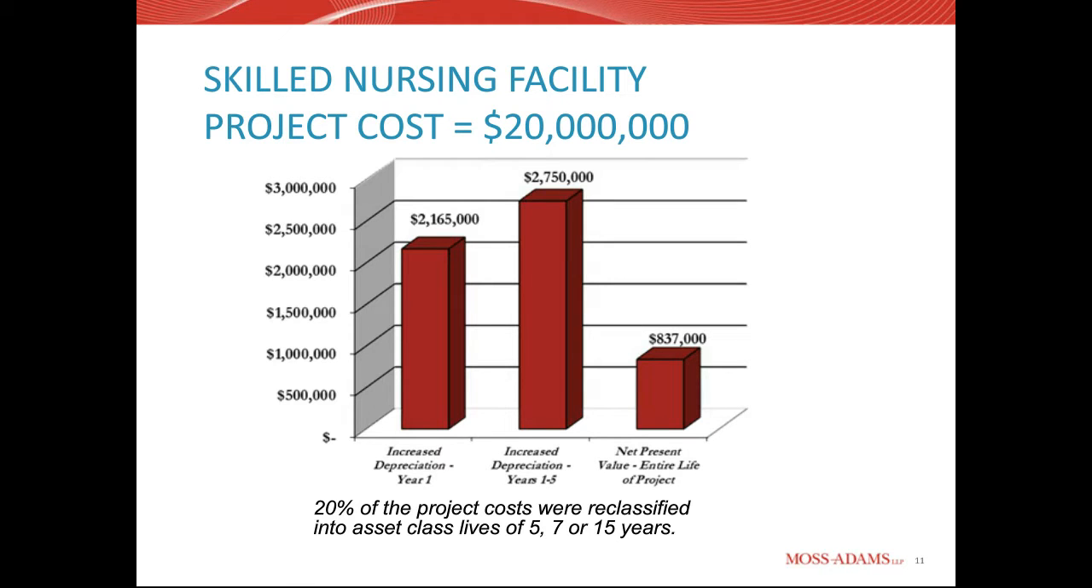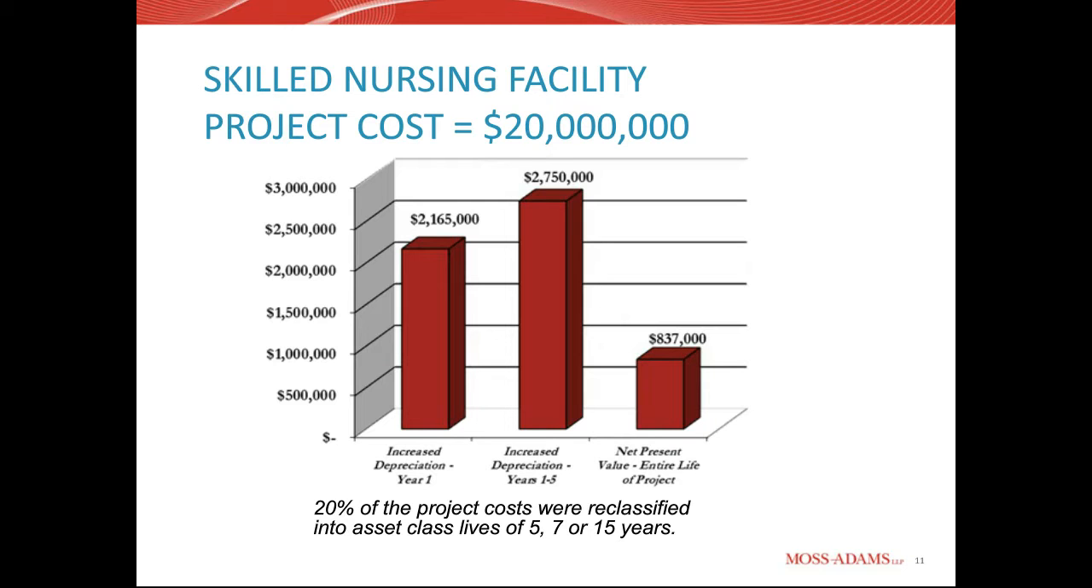And in this scenario, I ran an estimate for a skilled nursing facility. New construction, $20 million total basis. Obviously, this can be scaled if you have a $10 million facility or even a $5 million facility. Essentially, the numbers would be scalable to that basis.